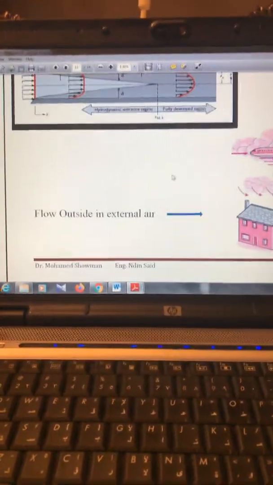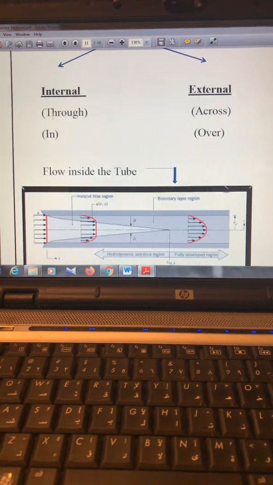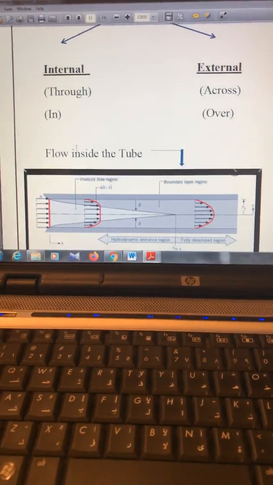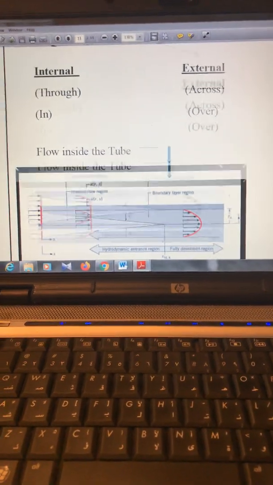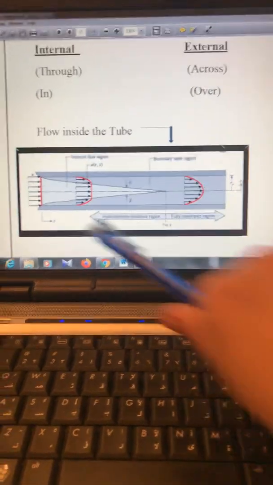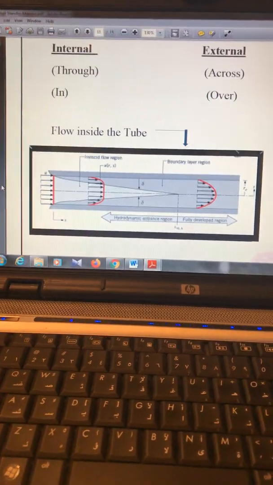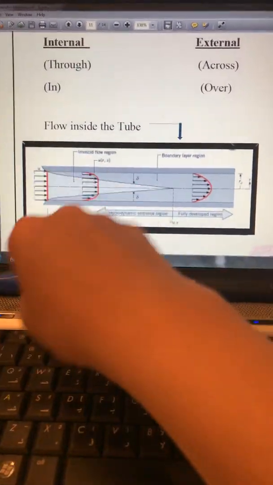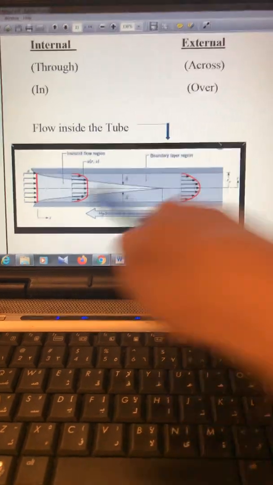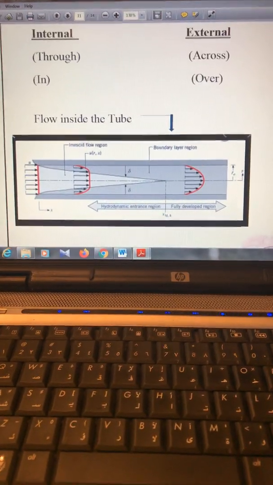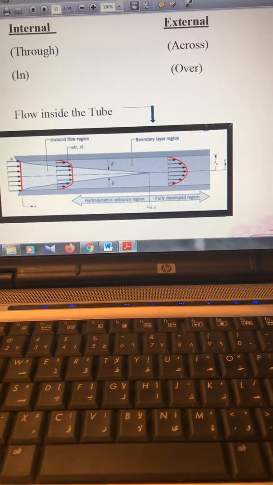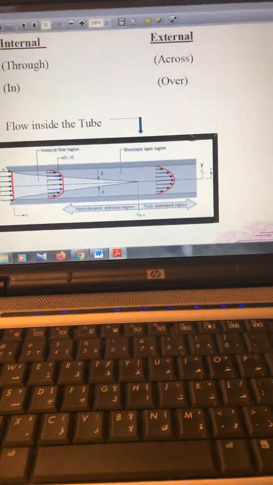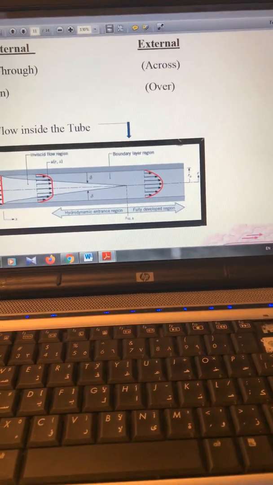Okay, the second type is the internal, which we will study here, where we flow the fluid inside a pipe. For example, this is a pipe. We make the flow, we push the flow with a fan or a pump through a pipe to go through to the other side. So we will have a velocity that the flow will go with, and this velocity we said is the average velocity.